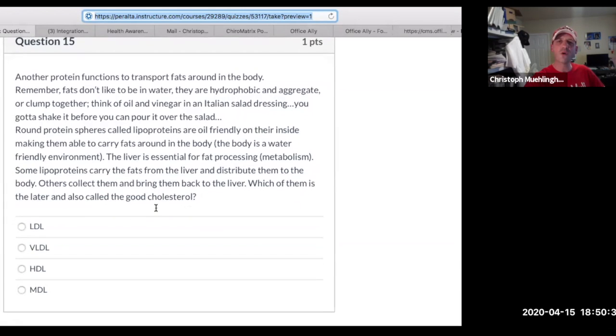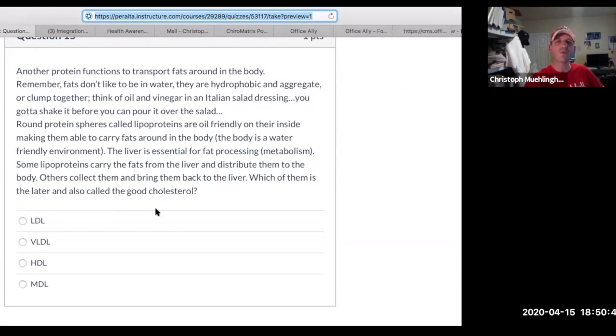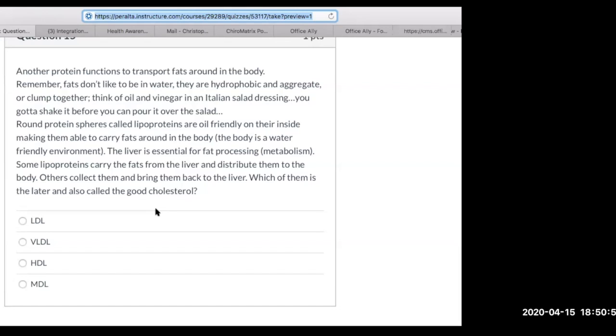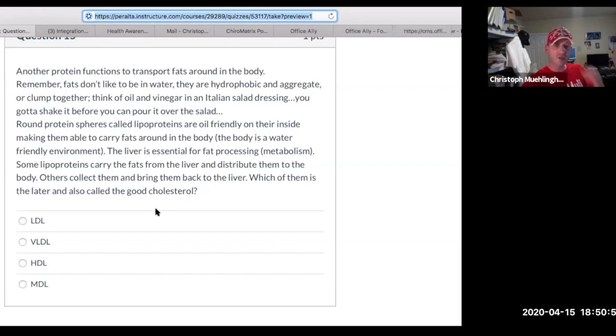Another protein functions to transport fat around in the body. Remember, fats don't like to be in water. They're hydrophobic and aggregate or clump together. Think of oil and vinegar in an Italian salad dressing. You have to shake it before you can pour it over the salad. Otherwise, all you get is oil, and then at the end, all vinegar. Round protein spheres called lipoproteins are oil-friendly on the inside, making them able to carry fats around in the body, which is a water-friendly environment.